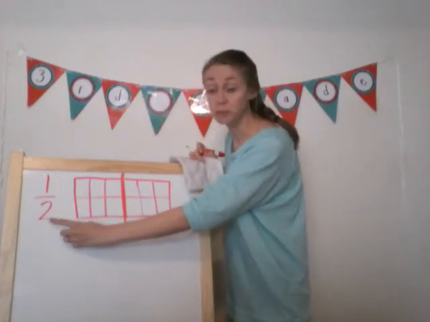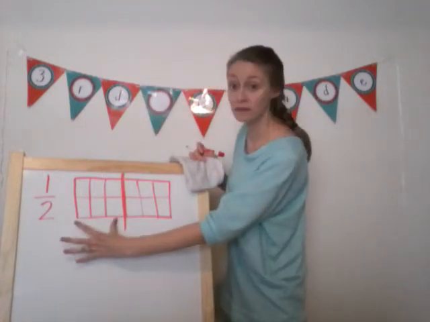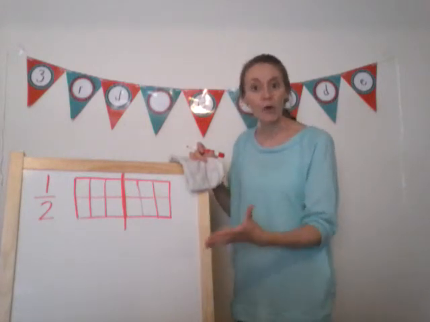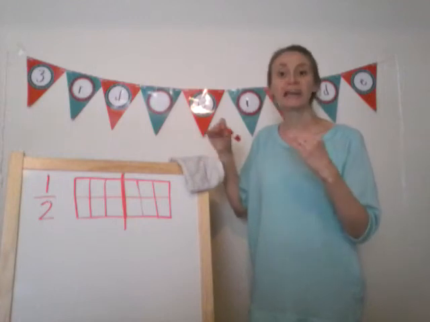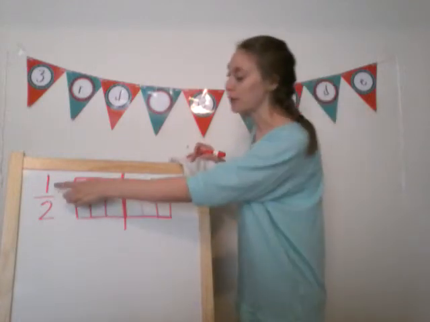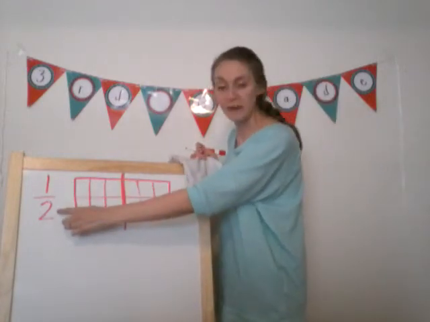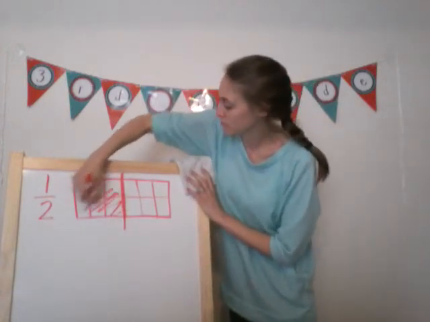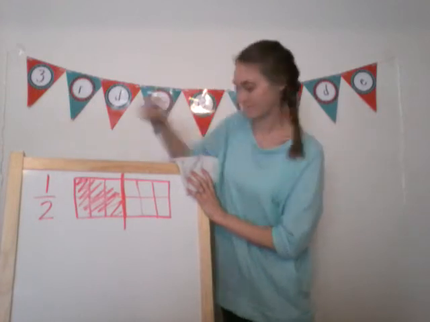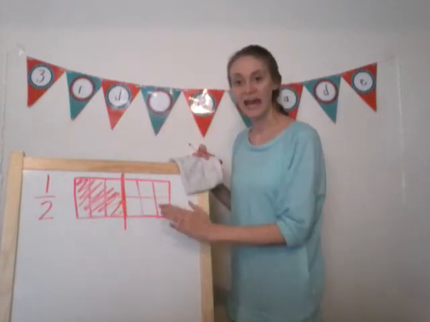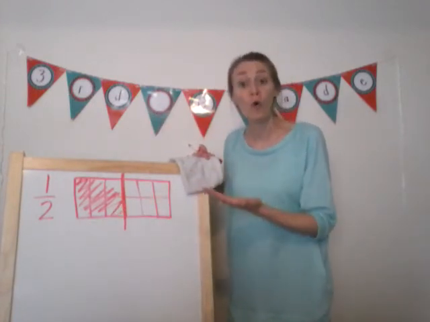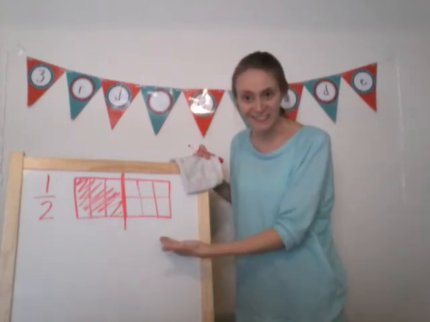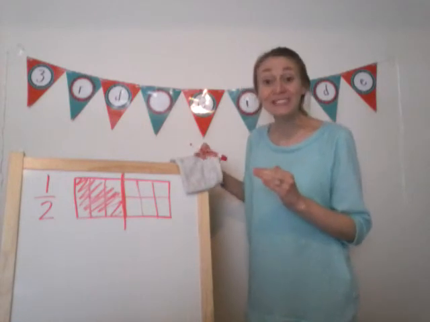I have 2 pieces in my whole. 1, 2. So now I can complete my fraction. I can show my fraction. I want to share 1 out of my 2 pieces. I've shared 1 out of my 2 pieces. Or I have shared 6 out of my 12 eggs. Hopefully that makes a little bit of sense.